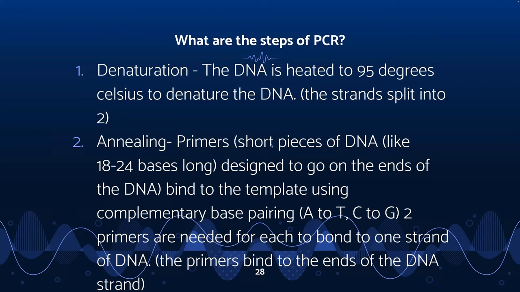What the primers are, they're short little pieces of DNA. So they're around 18 to 24 bases long. And these go on the ends of the DNA, and they're specially designed for each pair of DNA, and they bind to the template using, again, we talked about how adenine bonds to thymine and cytosine bonds to guanine.